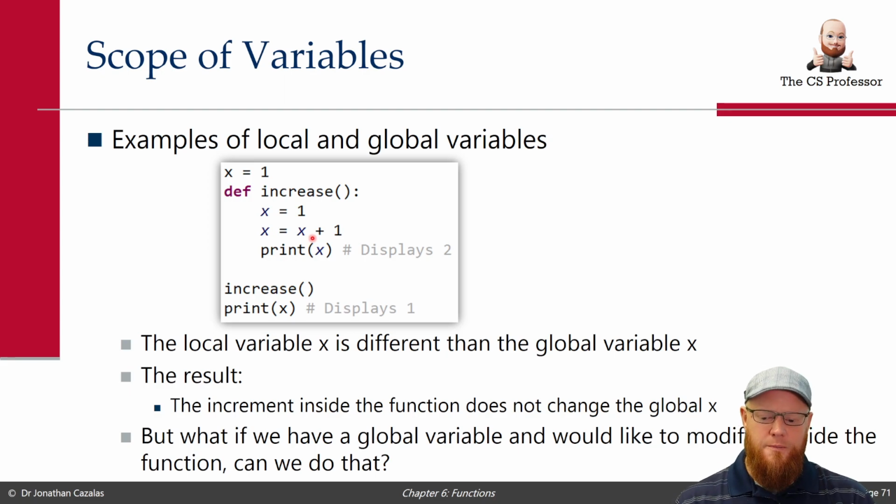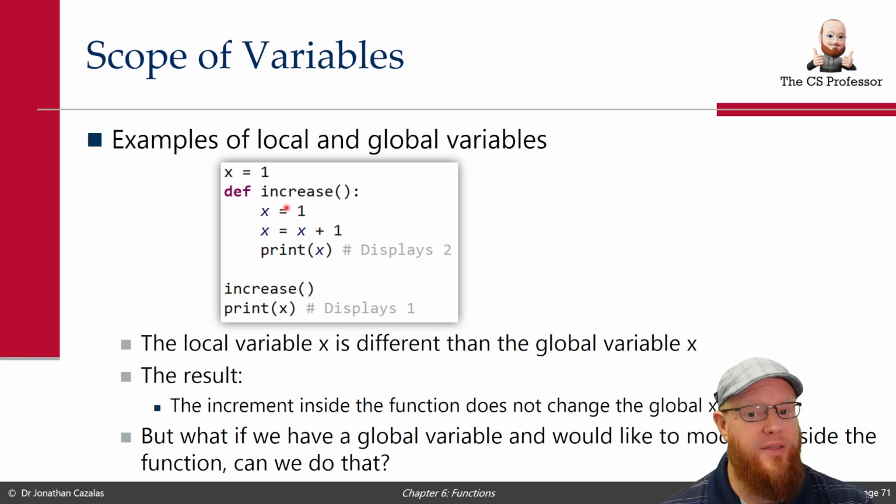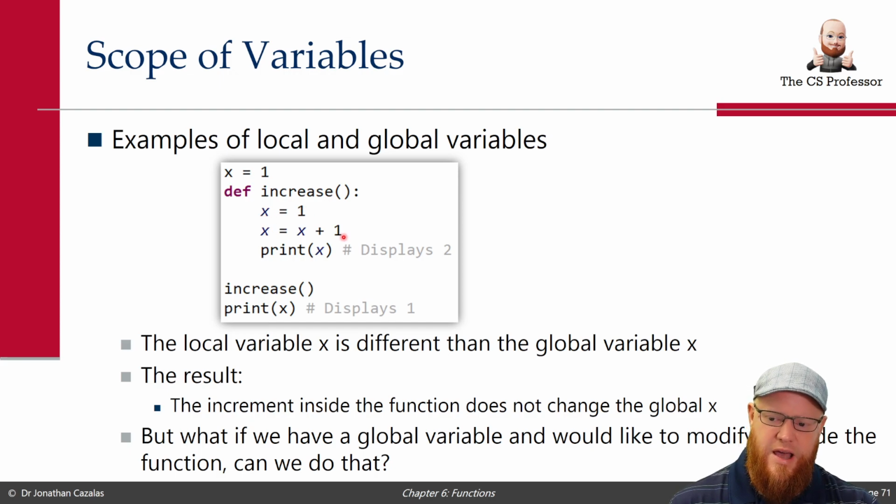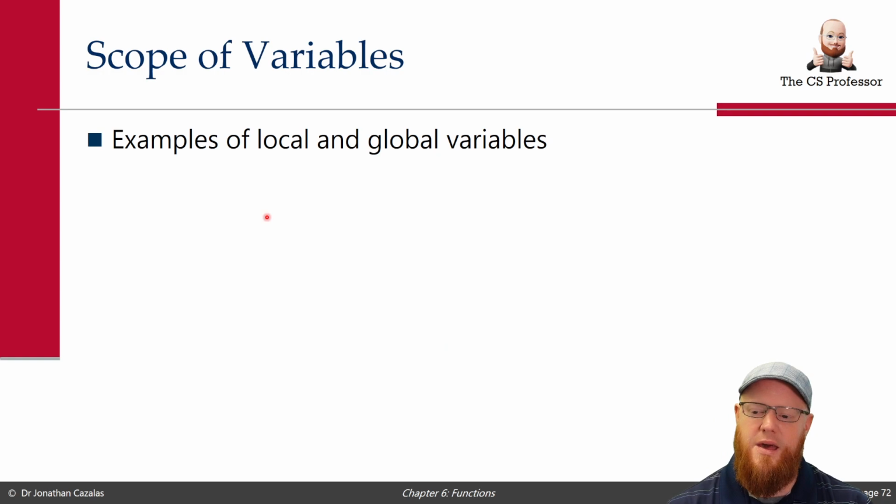So here's a question for you. What if you have a global variable and you would like to modify that global variable inside your function? How can you do that? Like here we have this global variable x. What if we want to modify that global variable x inside this function? How do we do that? Could we just say x equals x plus 1 and we don't even put this local variable x? We can't do that. That won't work, but we're close. So how do we make that happen?